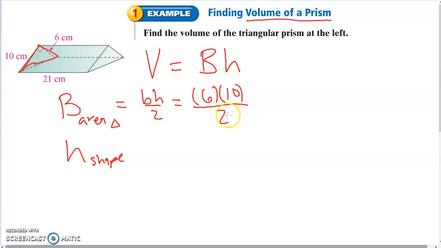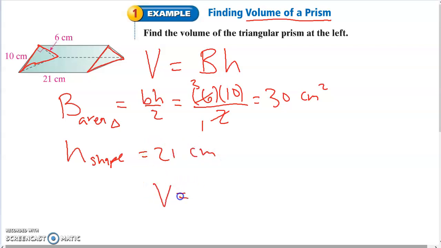Can anything cross cancel? Yeah. 2 and 6 can become a 1 and a 3. So this becomes 30 centimeters squared. Now, what is the height of the shape? Well, the two bases are like the head and the feet. That means that the spine, or the height, or how tall this thing will measure, is going to be 21 centimeters.